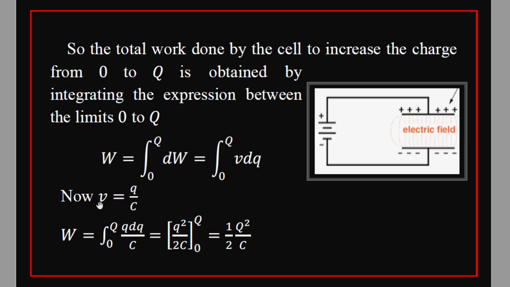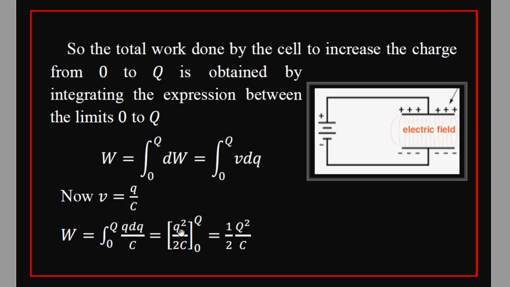To integrate this expression, we have to make only one variable. So by making V equal to Q by C, because V is the potential difference and Q is the charge at the same instant on the capacitor. So V and Q are related by V is equal to Q by C. Putting this relation, we get W is equal to integral 0 to Q, V is Q by C, so Q by C dQ.